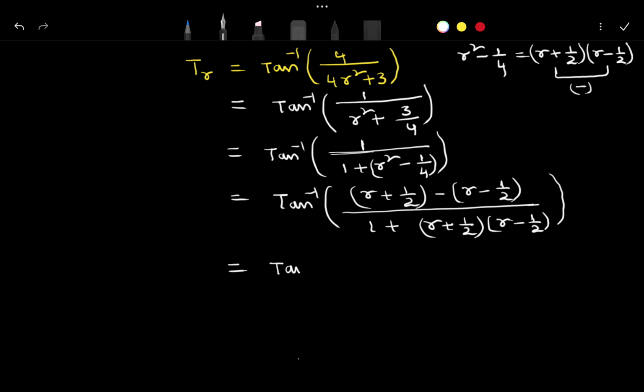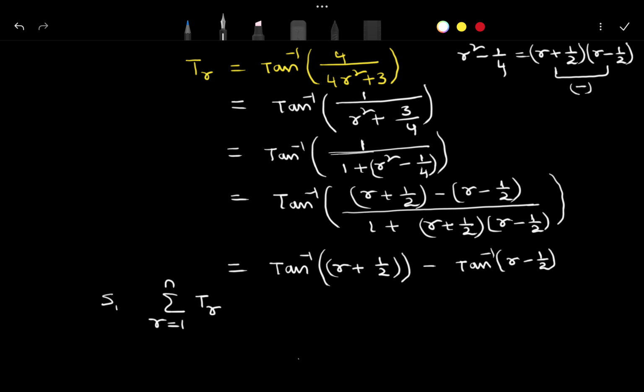So now you can write tan inverse of r plus 1 by 2 minus tan inverse of r minus 1 by 2. This is the simplified value. The general term, after simplifying, you will get this one. Now the sum of the n terms. Sum of the n terms means what? Sigma T r, where r goes from 1 to n.